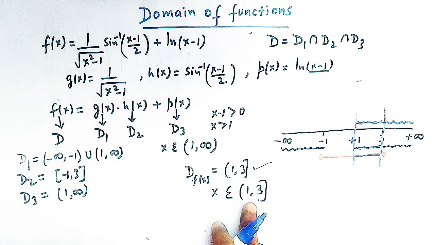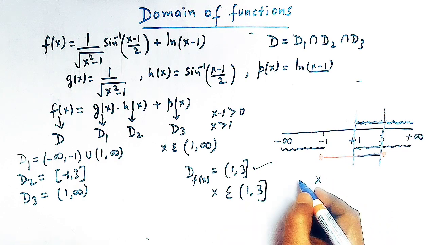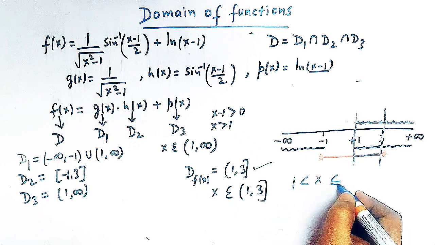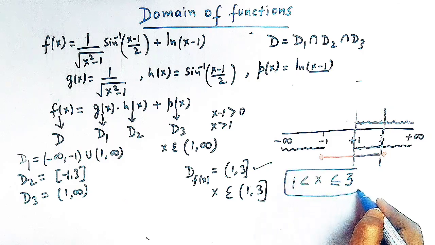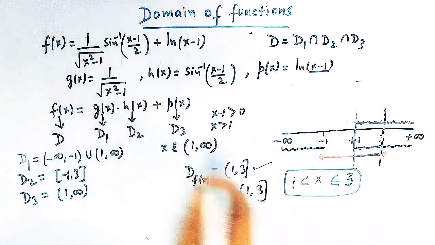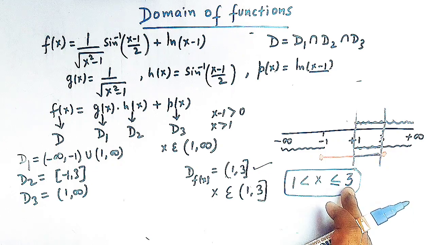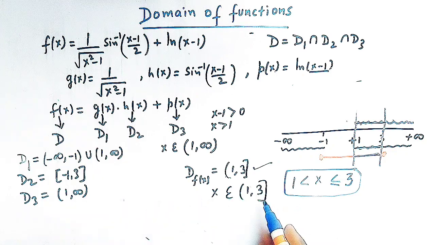So this interval can also be expressed like this, that is x is greater than 1 but less than or equal to 3. So either we can represent the domain of f of x like this, x greater than 1 but less than or equal to 3, or x belonging to this interval, 1 to 3, open from the left and closed from the right.